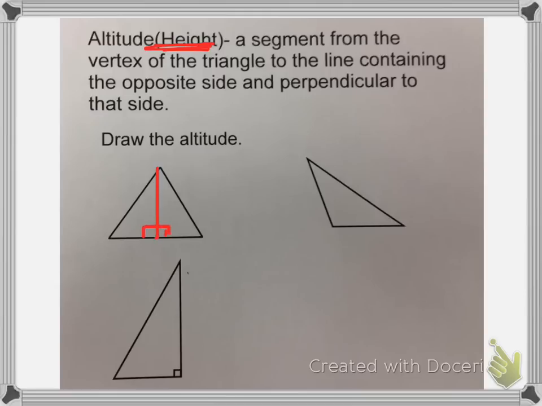Now when you're drawing an altitude, the one thing that has to be true is that it has to extend and go perpendicular to the side. It doesn't mean that it's an angle bisector, and it does not mean that it's a median. So let's take this obtuse triangle. An altitude on an obtuse triangle, you're talking about the height of this triangle.